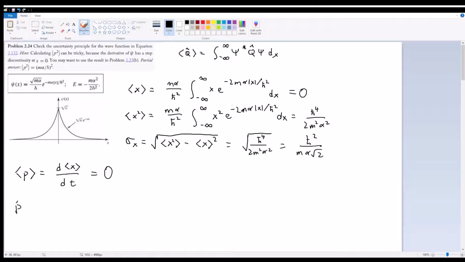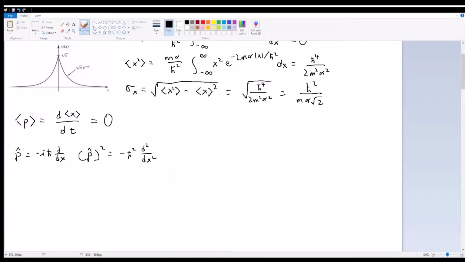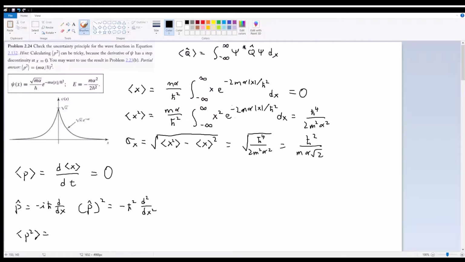Now, let's set up p squared. So first off, p hat is equal to negative i h bar d by dx. So that means p hat squared is going to be, let's see, 2 negatives make a positive, 2 i's make a negative, negative h bar squared d2 by dx squared. So if we write that in, the expectation value of p squared is going to equal, first off, all our constants at the front get multiplied. So we have m alpha divided by h bar squared, and we have our integral from negative infinity to infinity, e to the negative m alpha magnitude x divided by h bar squared times d2 by dx squared of e to the negative m alpha magnitude x divided by h bar squared dx.